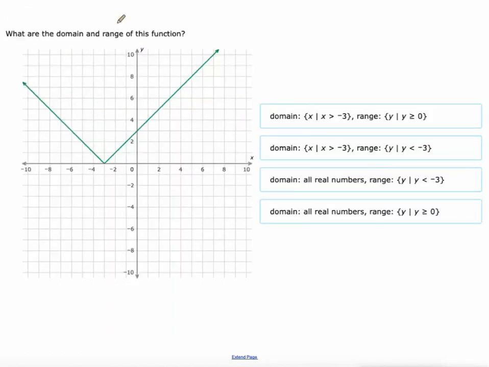Okay, now we're going to look at domain and range. All right, so let's talk about domain first. Again, this arrow goes forever to the left, and it goes forever to the right. That's all real numbers, okay? So that eliminates this, and it eliminates this.